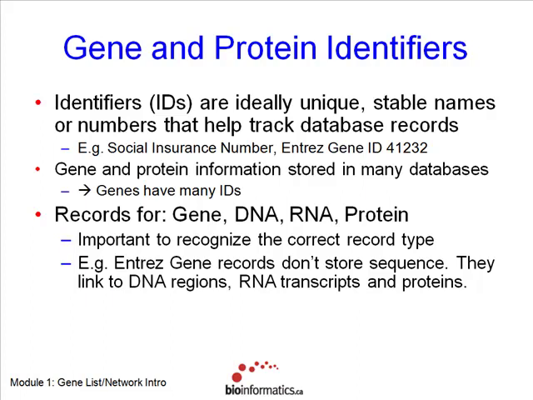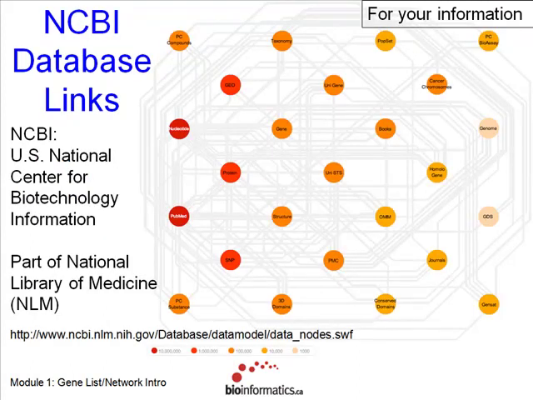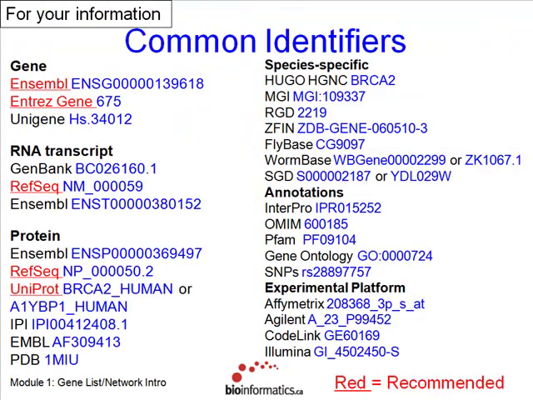Most of you probably know that. This is an example of all of the links between databases at the NCBI, the people who maintain Entrez Gene, part of the National Library of Medicine. You can see how complicated it is. All these different circles are databases, and the lines between them are pointers from one database to another, and each one uses its own tracking number. Here are some examples of different IDs that people use. For genes, you have Ensembl, Entrez Gene, RNA, protein, and various species-specific ones. Many people will recognize these.